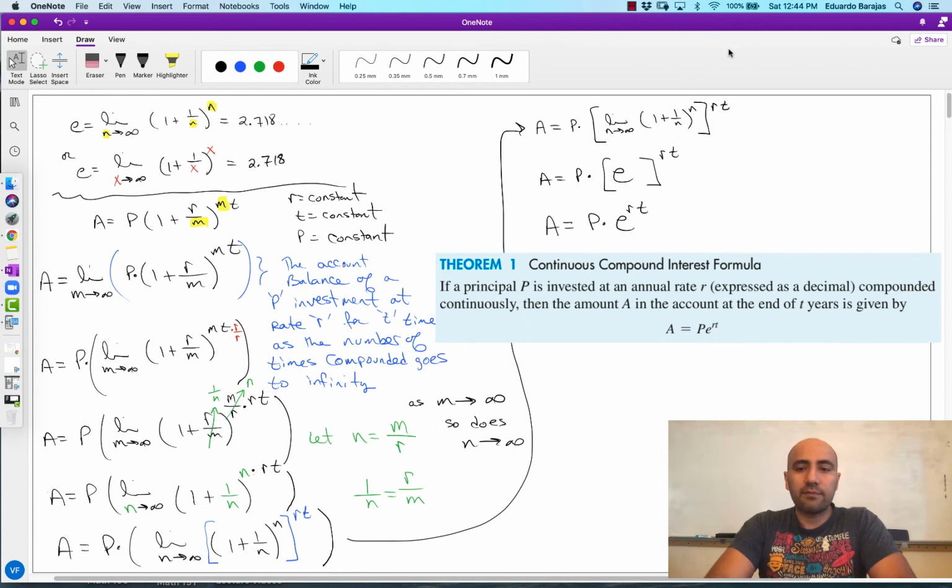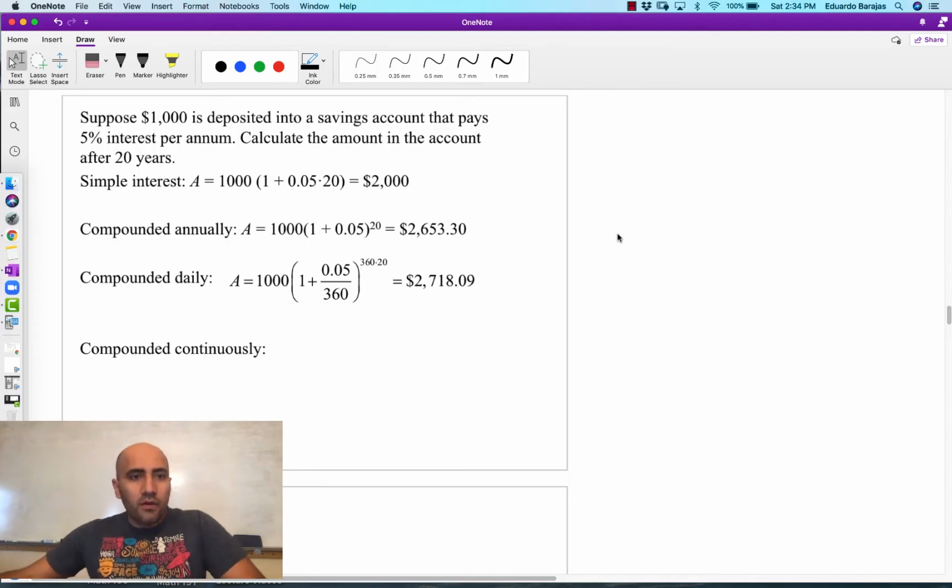Let's look at an example. Okay, so now let's go back to our previous example. Suppose $1,000 is deposited into a savings account that pays 5% interest per annum, so per year. Calculate the amount in the account after 20 years. We already did it with simple interest. We did it with compound interest, compounded annually. And we did it compounded daily. So now let's see how much would be in the account if we're compounding continuously.